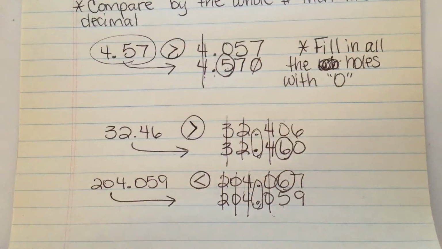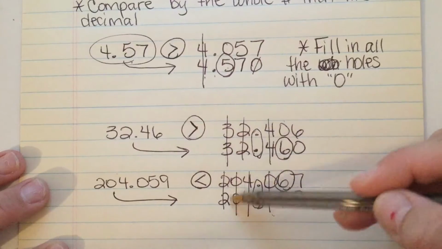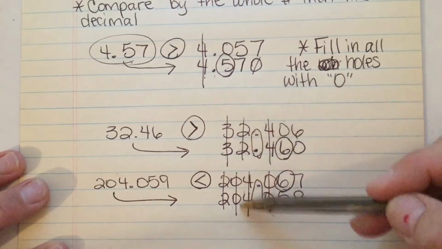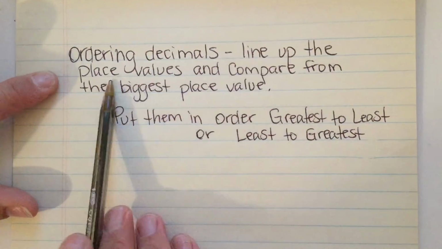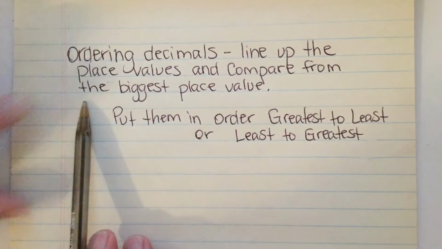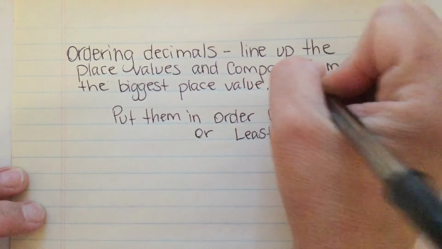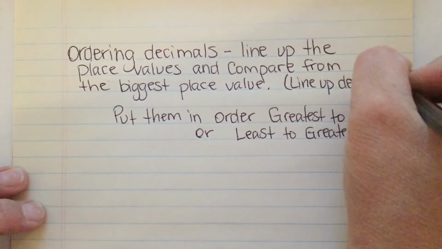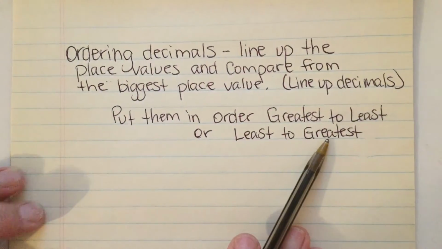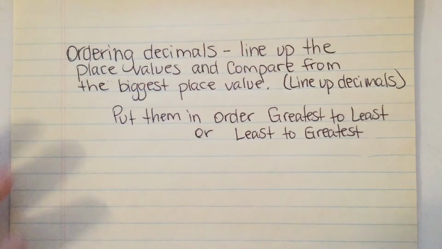So that is comparing. All you're going to do is line up your decimals and then line up your place values. You've got to make sure your place values are lined up. And then you're comparing, starting at the biggest place value. All right, when you're ordering decimals, you're going to line up the place values and compare from the biggest place value. Also, make sure you line up decimals. Okay, and then you're going to put them in order from either greatest to least or least to greatest, depending on what it's asking you. All right, so make sure you've got that in your journal.